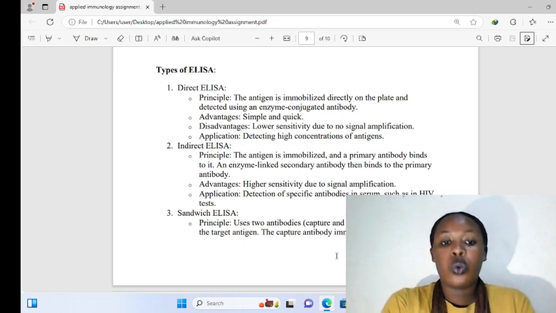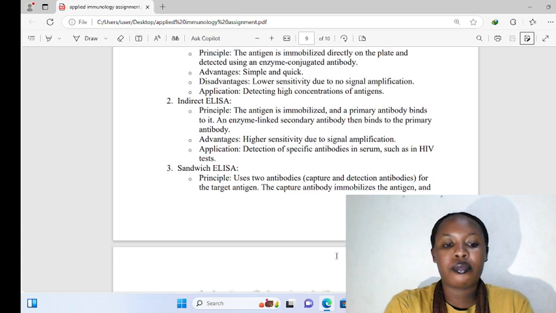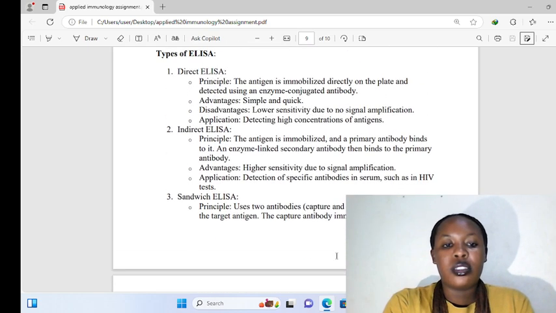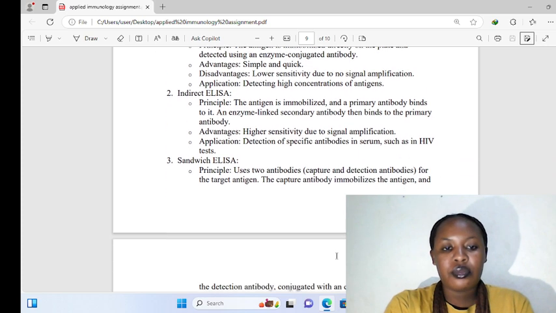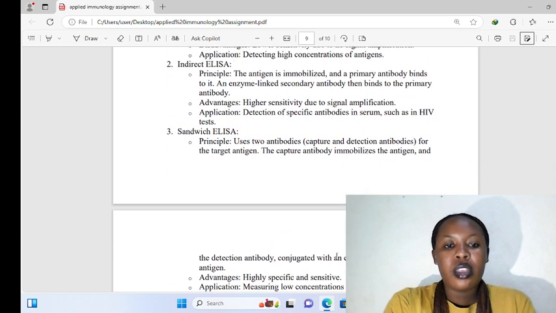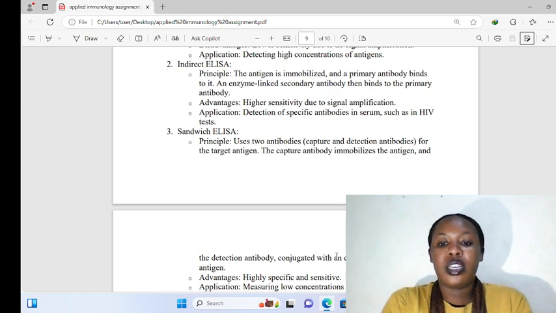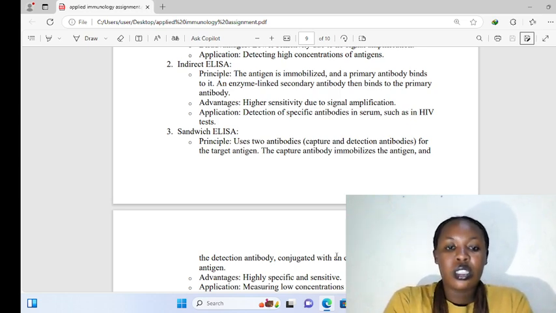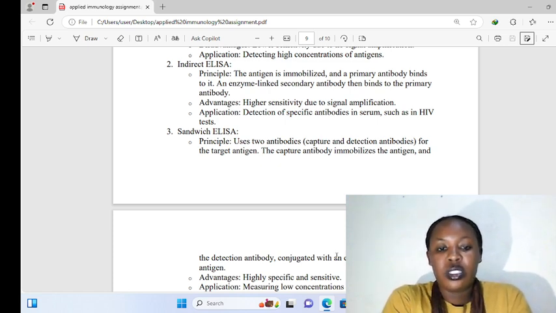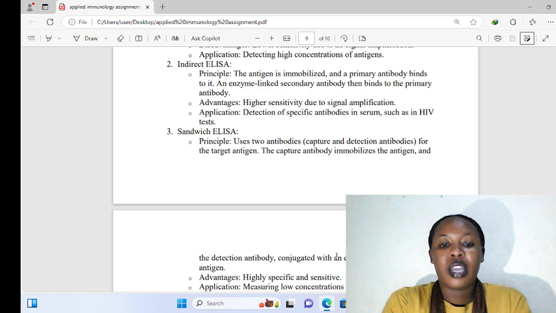This ELISA works in three types. First one is indirect ELISA. In indirect ELISA, the antigen is immobilized and the primary antibody binds to it. An enzyme-linked secondary antibody then binds to the primary antibody. Indirect ELISA has the advantage of high sensitivity due to signal amplification, and it is applied for detecting specific antibody in serum, such as in the HIV test.